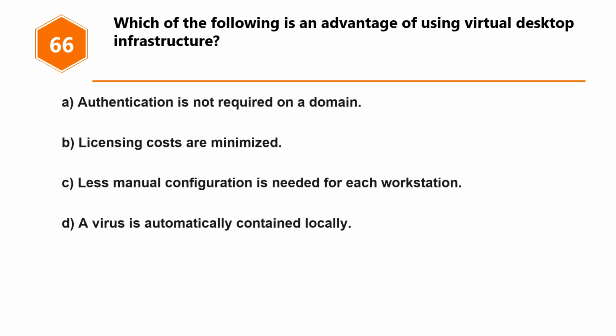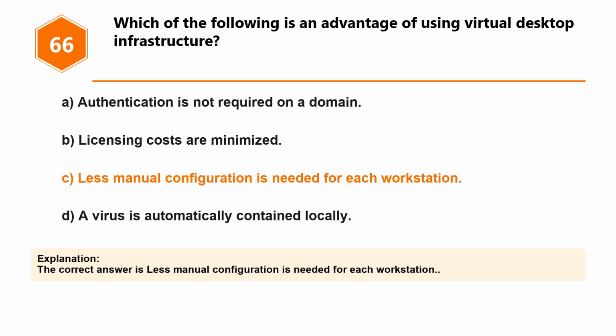Question 66. Which of the following is an advantage of using virtual desktop infrastructure? Option A, authentication is not required on a domain. Option B, licensing costs are minimized. Option C, less manual configuration is needed for each workstation. Option D, a virus is automatically contained locally. The correct answer is option C, less manual configuration is needed for each workstation.